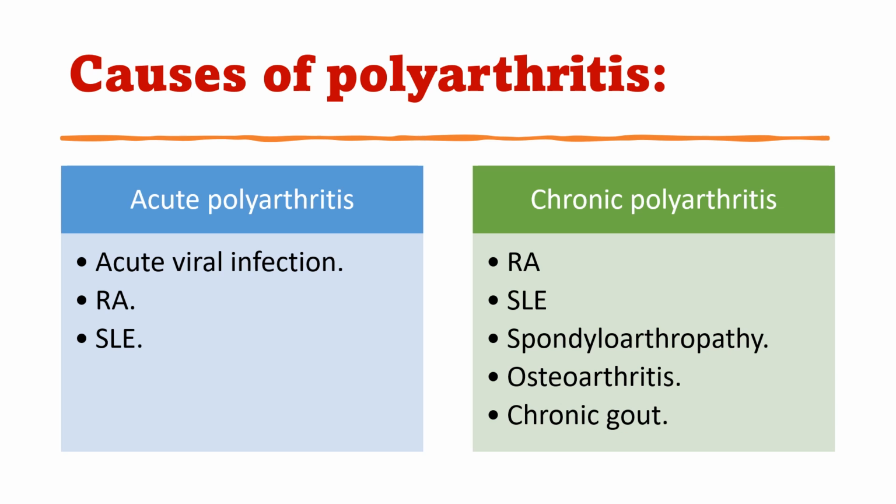Also, some cases of rheumatoid arthritis and systemic lupus may have an acute presentation that leads to acute polyarthritis, but this is not typical for lupus and rheumatoid arthritis.